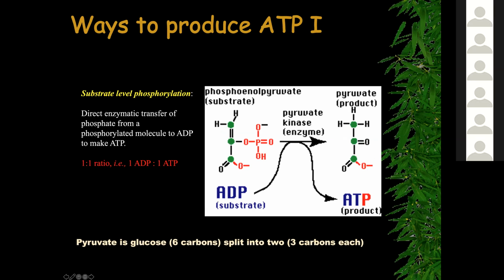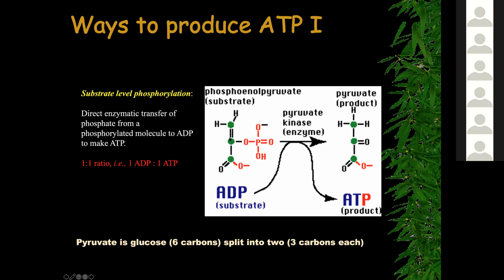So first, let's look at substrate level phosphorylation. And as Scott was saying earlier, this occurs in the mitochondrion. It's a direct enzymatic transfer of phosphate from a phosphorylated molecule to ADP to make ATP. The phosphorylated molecule shown here is phosphoenolpyruvate. You can see in red the phosphate group. We haven't talked about pyruvate. What is that? Well, pyruvate is glucose, which has 6 carbons, that has been split in 2, so that there are now 2 3-carbon molecules, and those 3-carbon molecules are pyruvate.